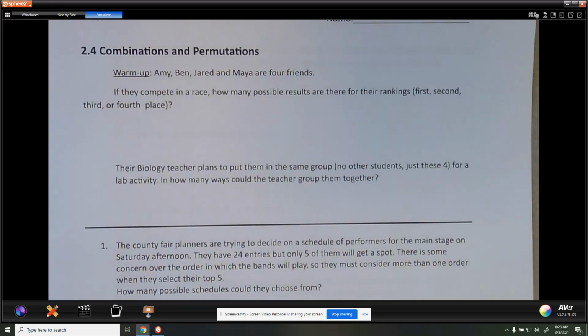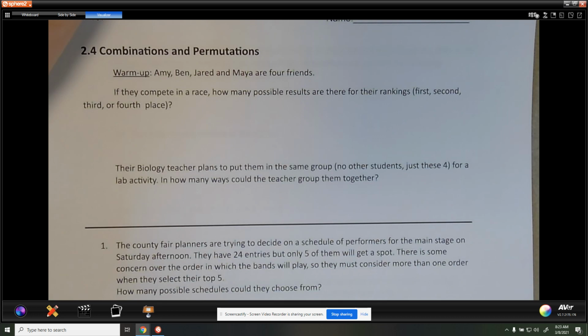Hey everyone, we're going through the 2.4 worksheet. For a warm up, we have Amy, Ben, Jared, and Maya, who are four friends. If they compete in a race, how many possible results are there for their rankings? First, second, third, or fourth place.